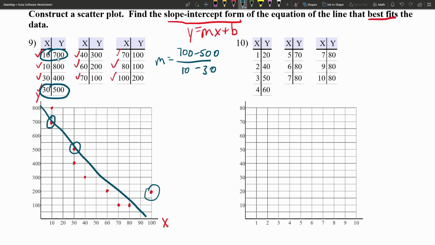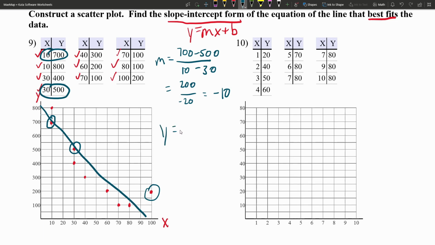And remember to subtract the points the same way. So I used this first and subtracted 500. So I used the 10 first and subtracted 30. This is going to equal 700 minus 500 is 200 over 10 minus 30 is a negative 20. So when I do out this math, 200 divided by negative 20, that's approximately negative 10. So I have a slope of negative 10.